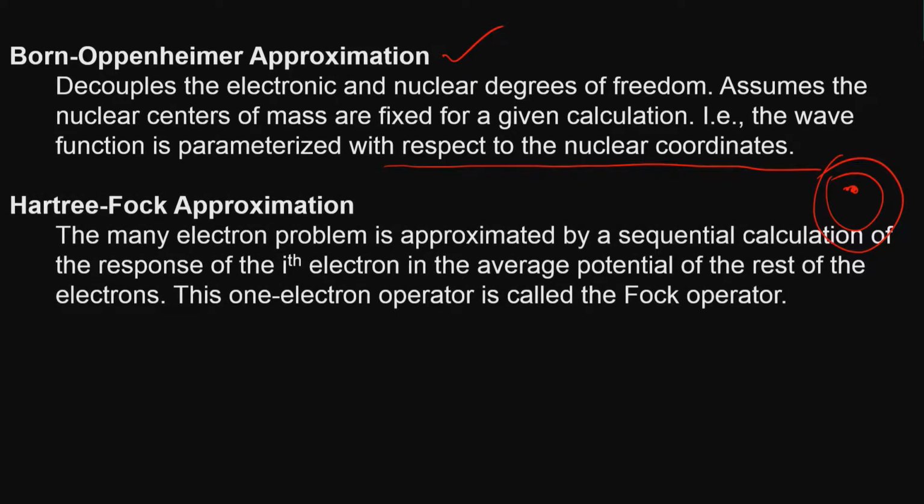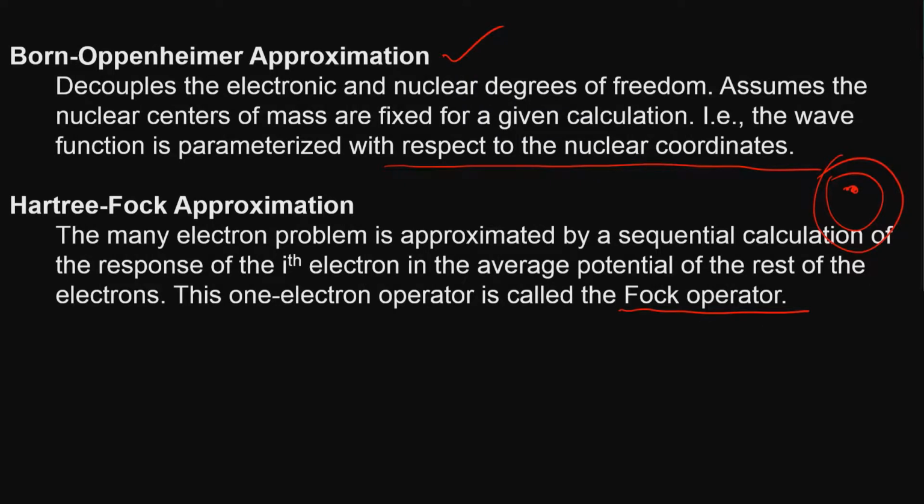Then comes the Hartree-Fock approximation. As you know there are many electrons in each atom. So, you approximate it by a sequential calculation of the response of the ith electron in the average potential of the rest of the electrons. This one-electron operator is called the Fock operator. Suppose there are 20 electrons, and you are looking at the ith electron's interaction with all the others, it is going to be very difficult: ith with 1, ith with 2, ith with 3, ith with 4 and so on, too many calculations.